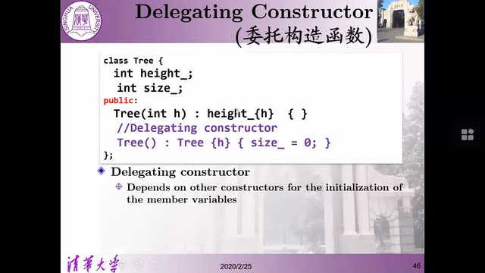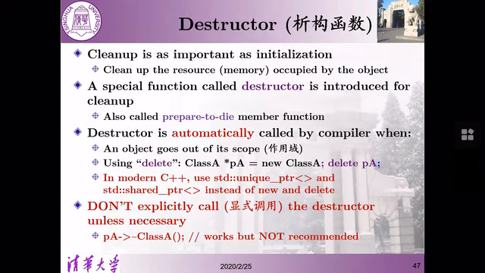Next one is the delegating constructor. This is very simple, I think. In the constructor definition, you just call another constructor to initialize part of the variables. Then you can do other things in the function body. So this is using this constructor to delegate to that constructor. So this is a very simple grammar, I think. And this is the constructor.